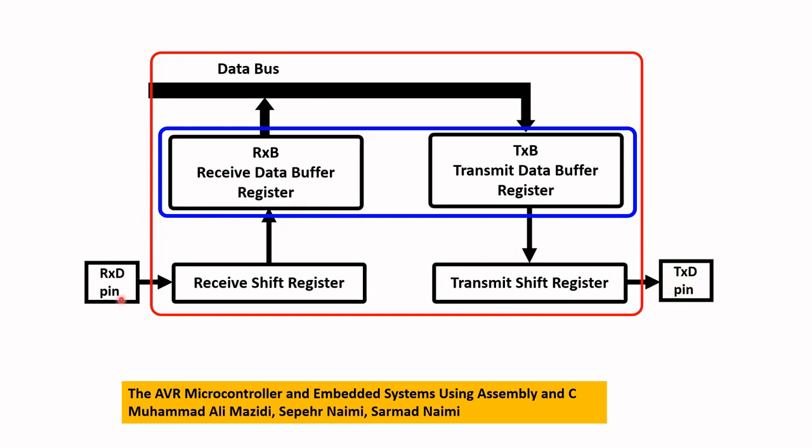And the data that you receive via this pin, the RxD pin, comes in here in serial form, goes into the shift register, converts to parallel form, and is stored in the receive data buffer register. Okay, I hope that's clear.